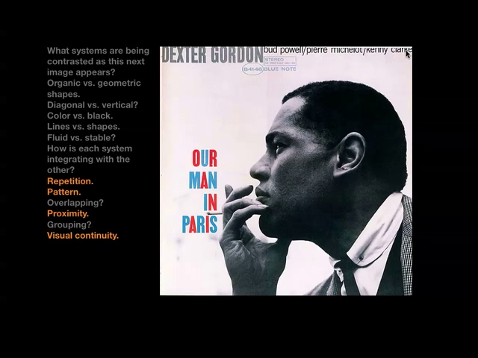That's visual continuity. And last but not least, how does the system of type up here relate to the image down over here? Well, one way is by, of course, repetition of color, the grayscale, but also by visual continuity. Look at the N and look at the eyebrow. Visual continuity.